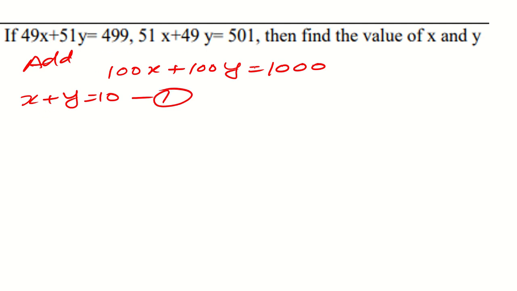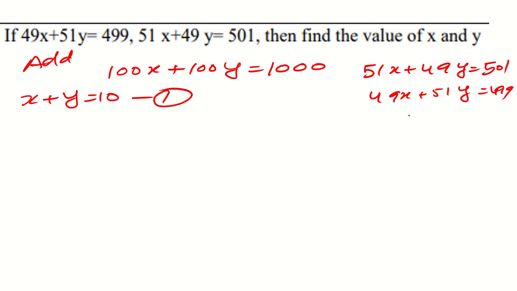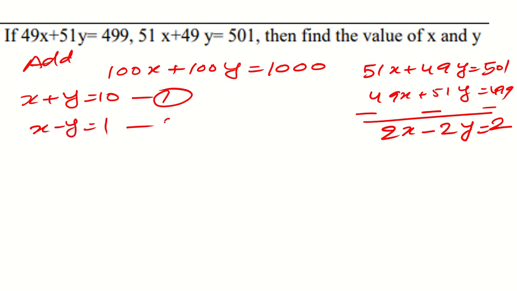Now what we can do here is subtract the equations. Subtraction can be done as first minus second or second minus first. So 51x plus 49y is equal to 501 and 49x plus 51y is equal to 499. Subtract means all signs of the second equation will be changed. So 51 minus 49 is 2x, minus 49 minus 51 is minus 2y, is equal to 501 minus 499, which will be 2. Again it will be divided by 2. So x minus y is equal to 1. This is the second equation.